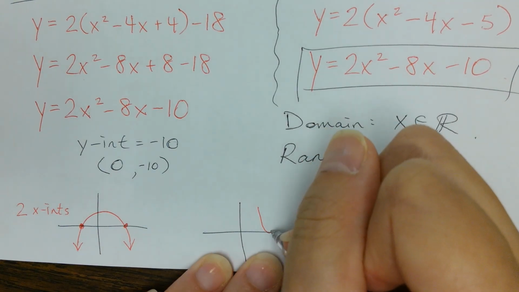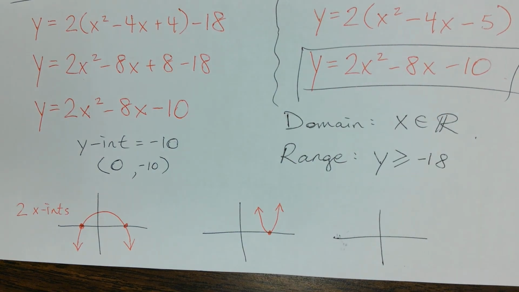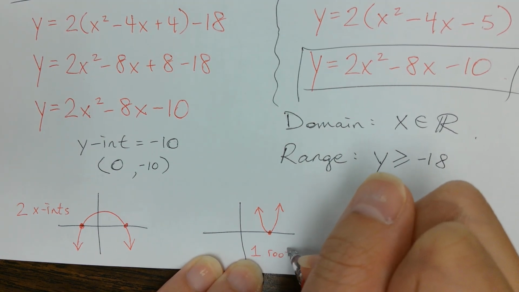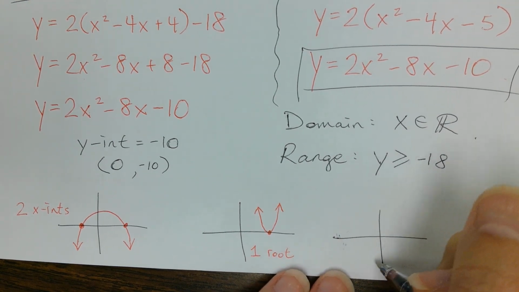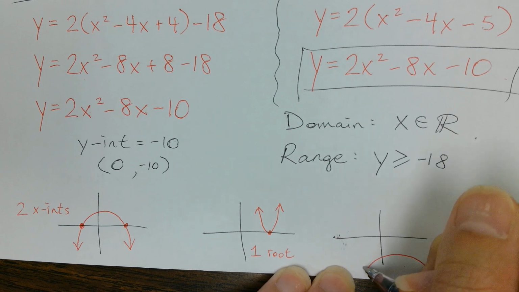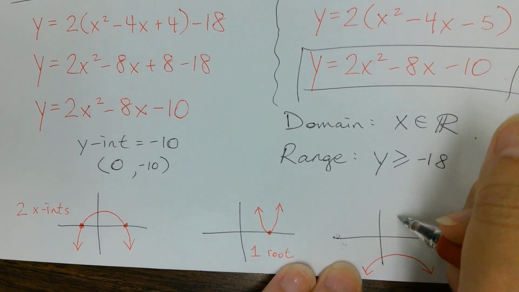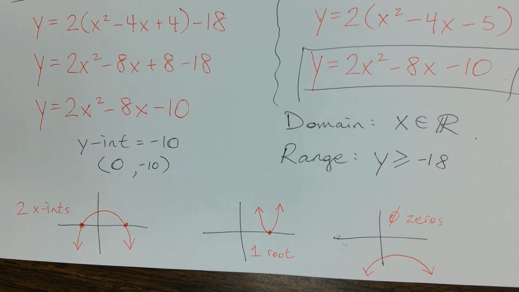What about this parabola here? How many x-intercepts do I have here? One. So, or one root, just to show the different word. All right. What about this parabola here? How many zeros do I have? None. Yes, so I have zero zeros. Right?